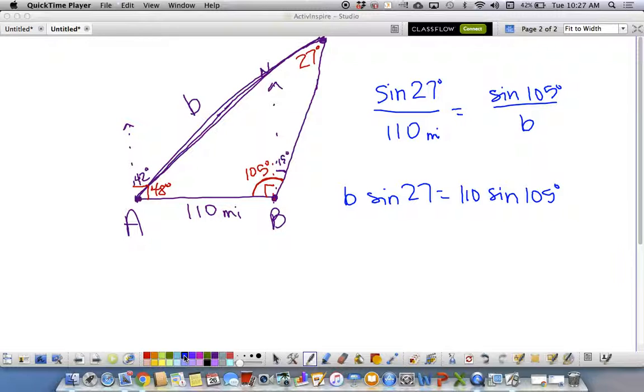Alright, so what is B? Molly, what did you get for B? Oh, we already said it, haven't we? Yes, ma'am. 234 miles, approximately.